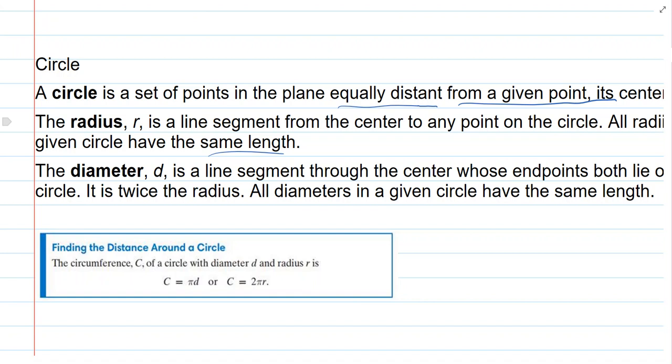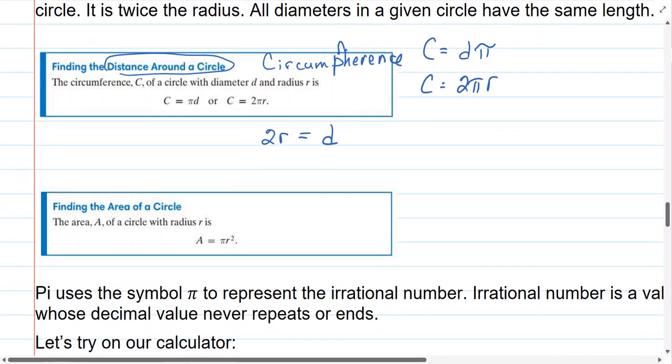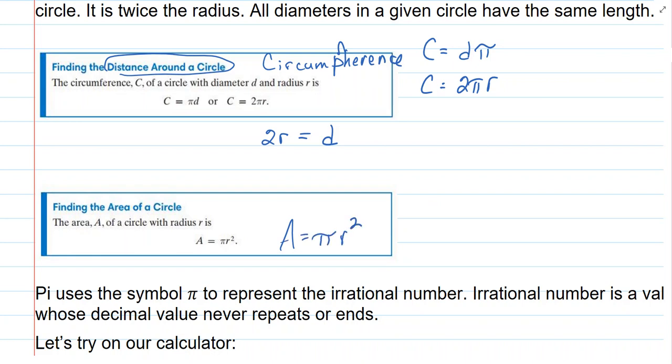So we have the distance around a circle called a circumference. Which says it is diameter times pi, or 2 pi r, twice the radius, because 2 times the radius equals a diameter. All right? And then we have the area. Area is pi radius squared. So we have to only use the radius. And pi is an irrational number. Usually we put it as 3.14 for pi, approximate. All right.